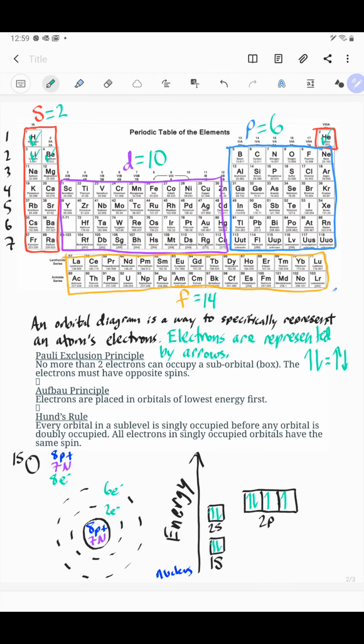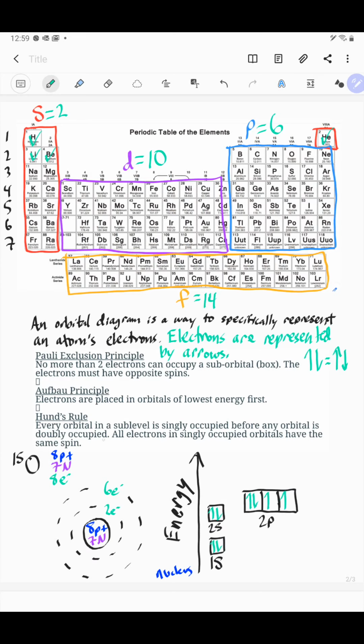So we did that. Electrons are placed in orbitals of lowest energy level first. So we filled up the 1s before we filled up the 2s, before we filled up the 2p, because 1s is the lowest energy level. Notice it's located lowest on the energy axis, and the 2p is highest on the energy axis, so it got filled in last. And then Hund's rule, and by the way, I don't care that you know the names of these rules, just make sure you're following the rules.